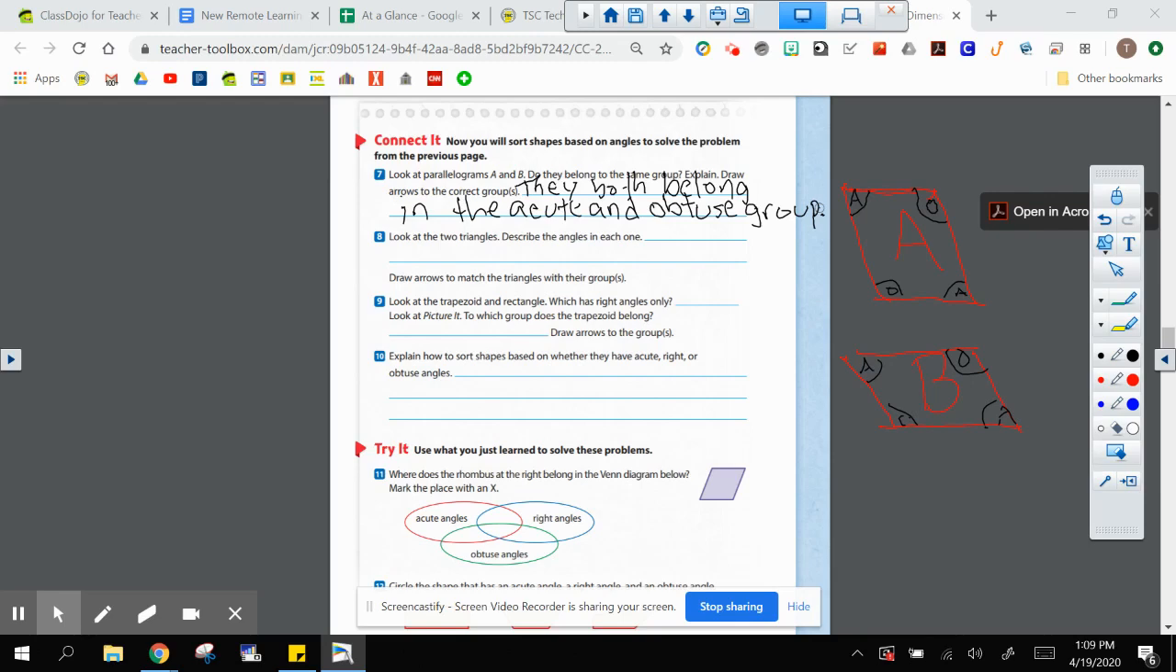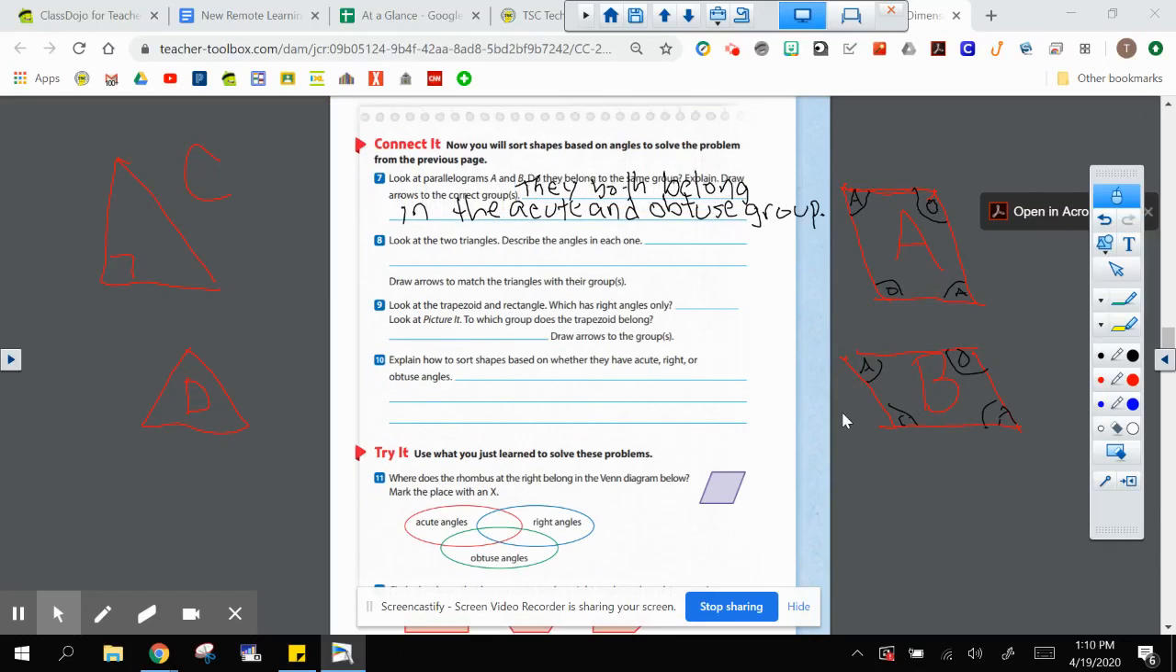Look at the two triangles. Describe the angles in each one. So I have my two triangles, I drew them on the left so that we don't have to keep scrolling. Triangle C has a right angle, and then these ones are tiny angles, so they're both acute. So triangle C is going to go in the acute and right category, and triangle D has small angle, small angle, small angle, which means that all three are acute.